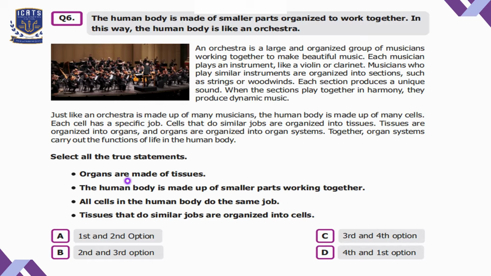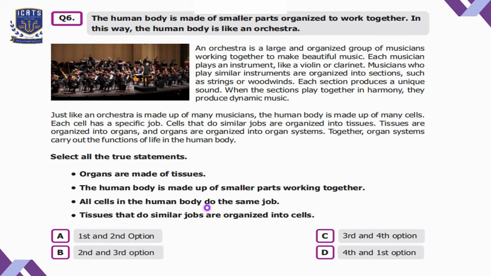First statement: organs are made up of tissues. This is correct because it is written in the paragraph that tissues are organized into organs. The second statement: the human body is made up of smaller parts working together. That is also true because it's mentioned in the passage that the cells, tissues, organs and organ systems work together. Then third statement: all cells in the human body do the same job.